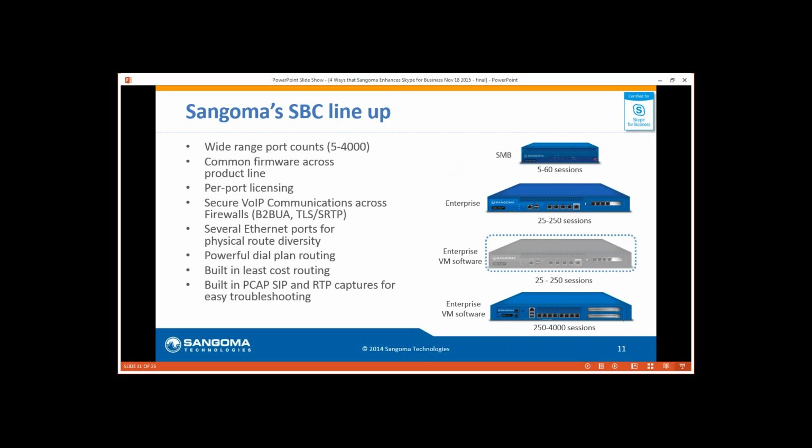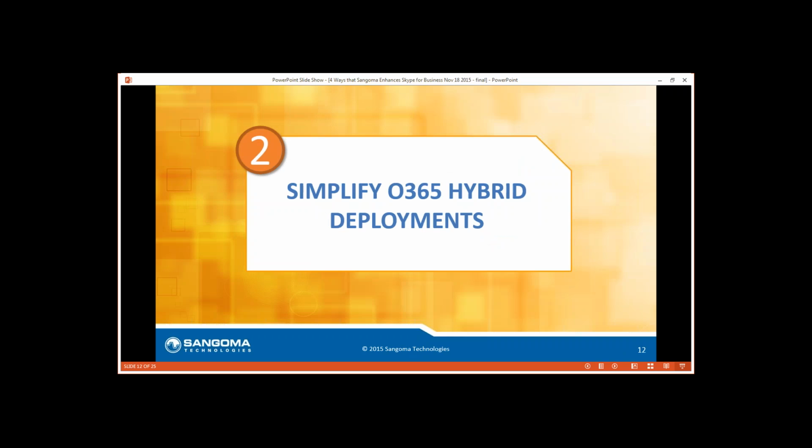It's the same GUIs, the same environment, the same ways of configuring. It's the same firmware, just a higher port count. So, okay, now moving to number 2. Number 1, we provide solutions to interconnect Lync or Skype for Business deployments to the PSTN. Number 2, simplify Office 365 hybrid deployment.